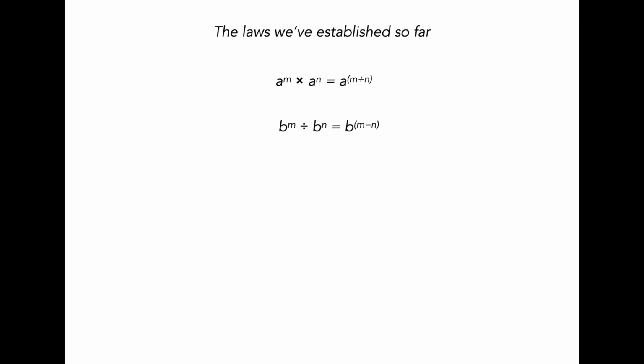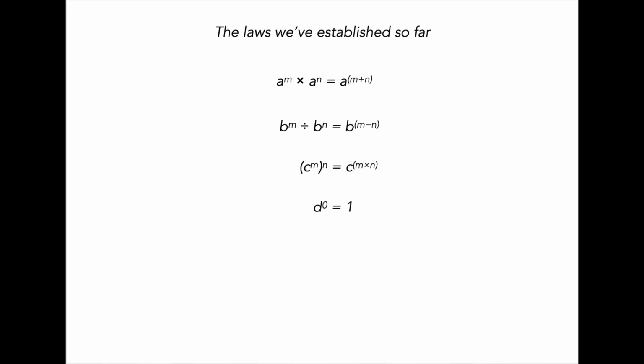Following on from multiplying, we looked at dividing, and we came up with our second law saying that when we divide two identical base values, each raised to a power, we have to subtract the powers, not divide them. Then we looked at raising a power to another power and said that in this case we have to multiply the powers. Finally, we demonstrated that any number raised to the power of 0 is equal to 1. So now we have worked out 4 of the laws of indices.